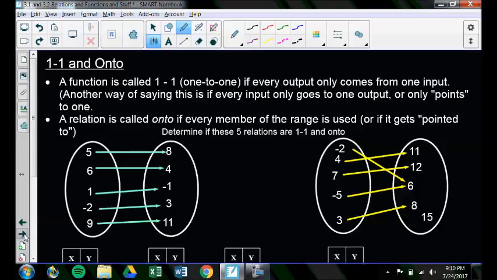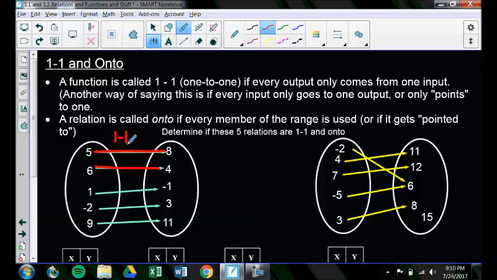Okay, 1-to-1 is what we call a function where each input goes to exactly one output, but each output only gets pointed to once. So what I mean by this is like 5 goes to 8 and nothing else goes to 8. And 6 goes to 4 and nothing else goes to 4. If each output is only pointed to once, it's a 1-to-1 function.